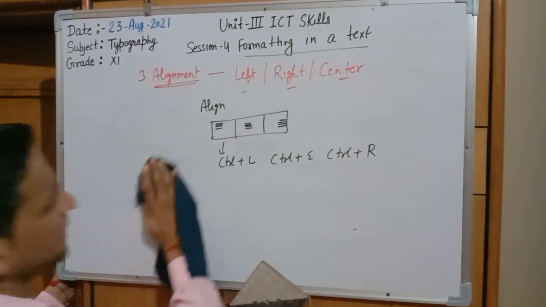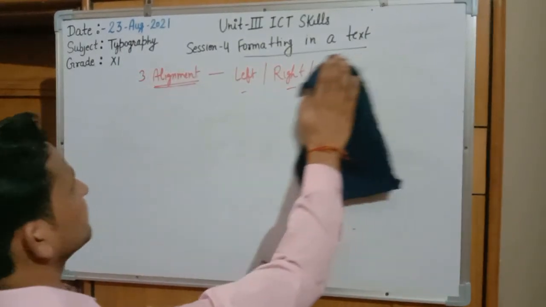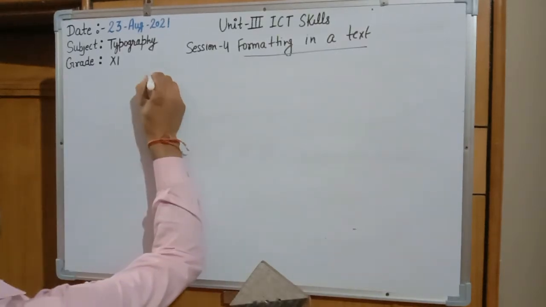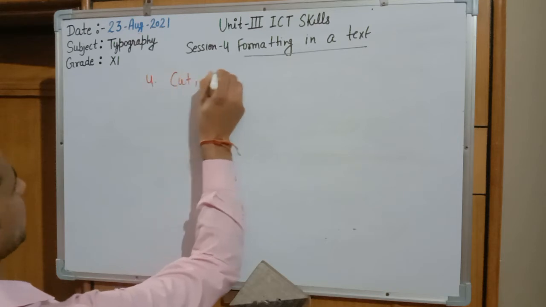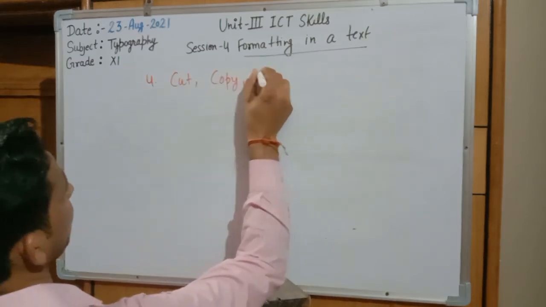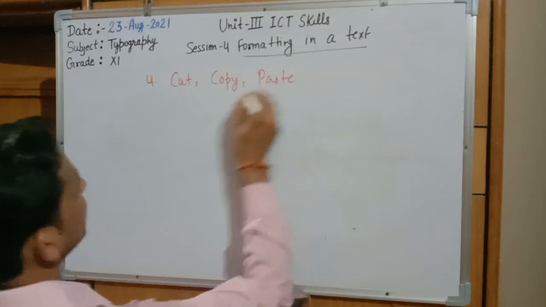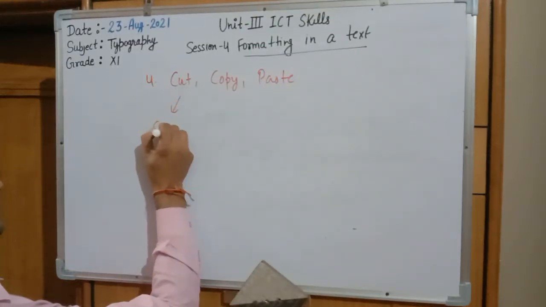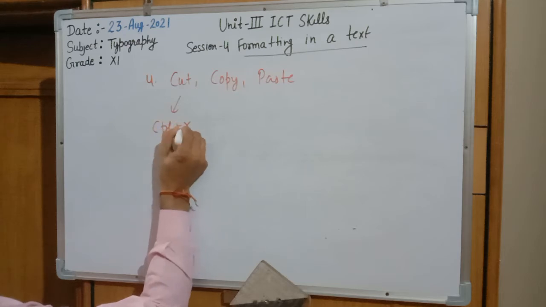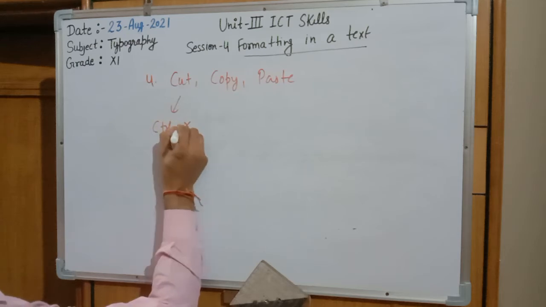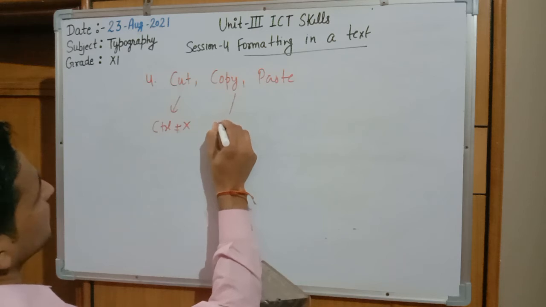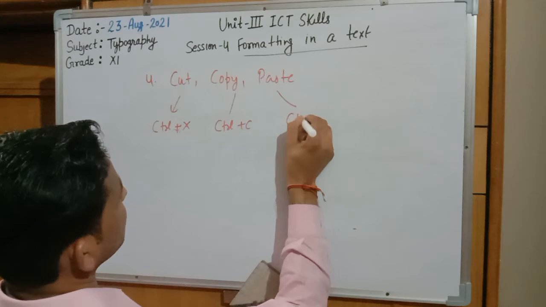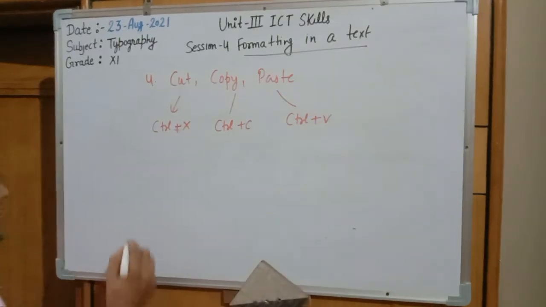Next editing we can do is cut, copy and paste. For doing cut, copy and paste, we have a command for cutting a specific text. Just select the text first, then press Ctrl plus X to cut a text, to remove a text. Copy is Ctrl plus C to copy a text, and paste is Ctrl plus V to paste a text.